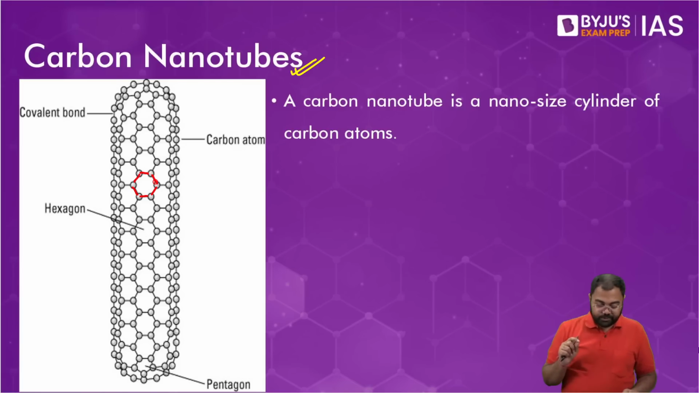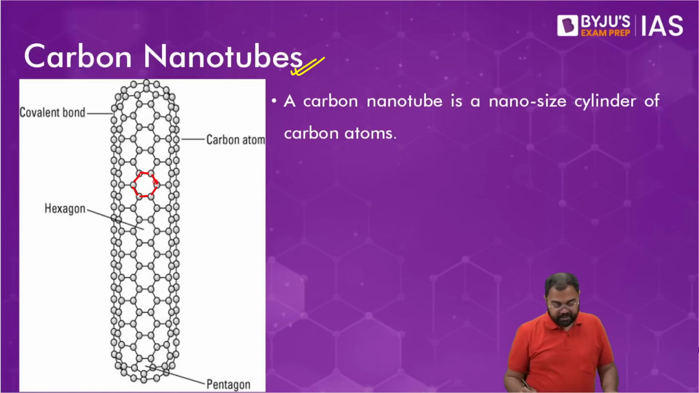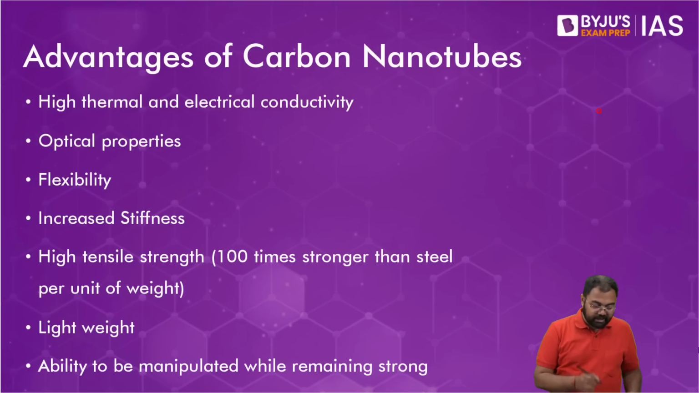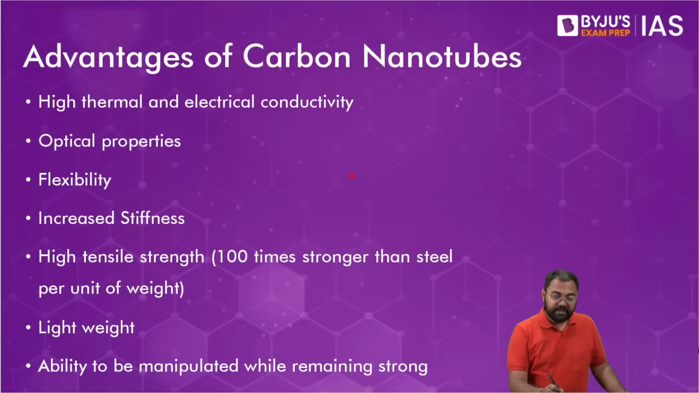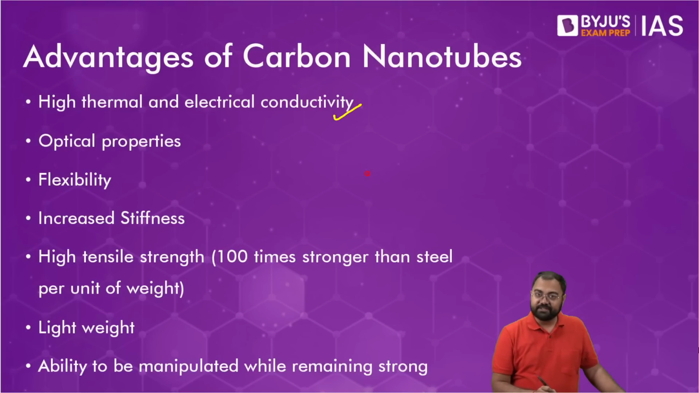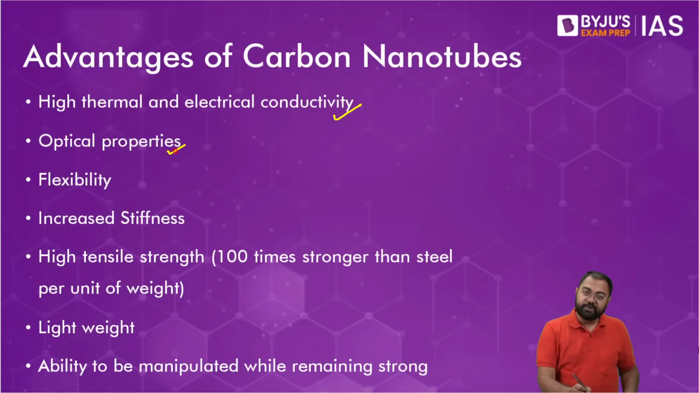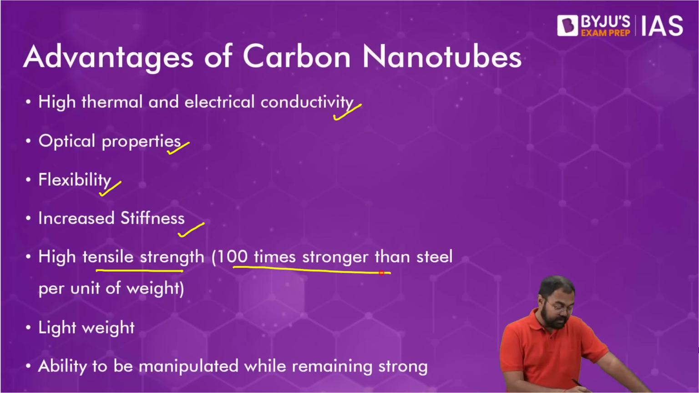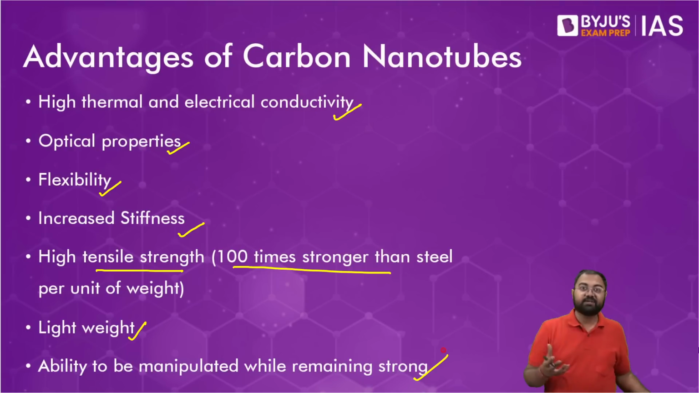So now when it comes to carbon nanotubes, ultimately these are cylindrical arrangements of carbon atoms, and again the properties that we saw with carbon nanotubes were exceptional. As you can see here, high thermal and electrical conductivity, great optical properties, high flexibility, increased stiffness, high tensile strength, which is even up to 100 times stronger than steel, very lightweight, and at the same time it has an ability to be manipulated while remaining strong.